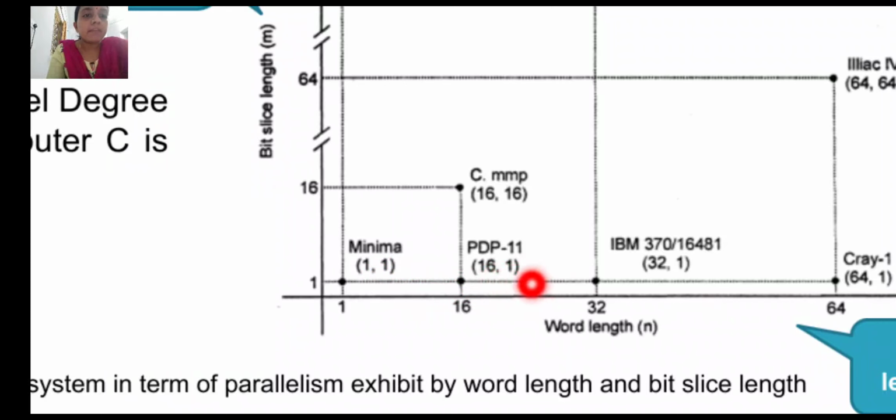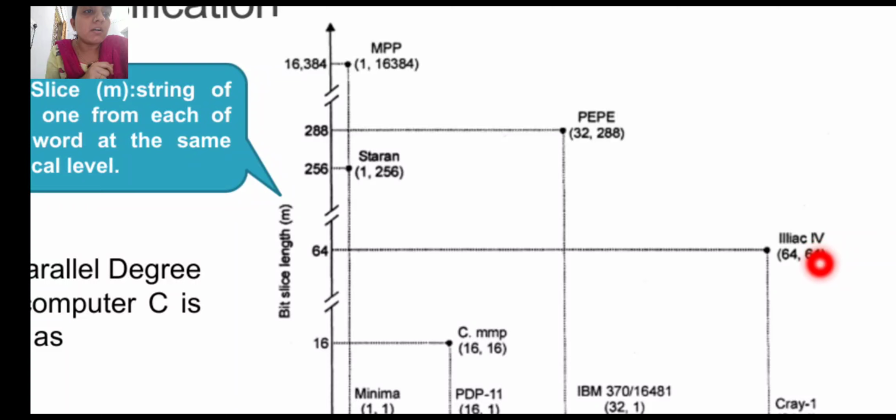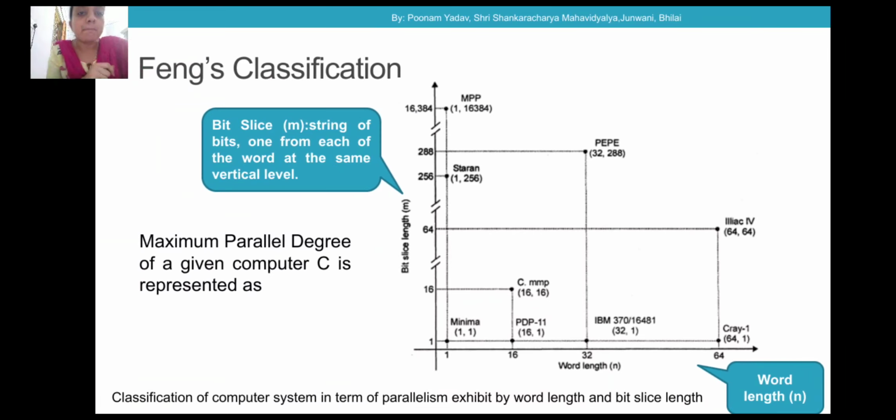In PDP 11 they are using 16 word and 1 bit slice, so 1 bit slices work. And this IBM 370 is 32,1. Now this ILLIAC 4 is using 64. So on the basis of this value of n and m, they categorize the computer architecture.